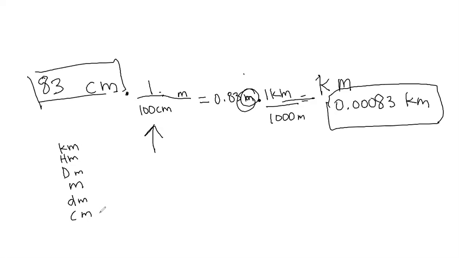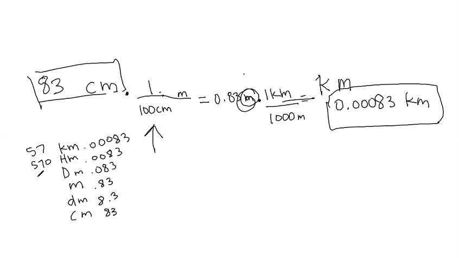You could say, all right, this is 83 centimeters. I'm going to get 10 times smaller as I go up. So you could think: 8.3, 0.83, 0.083, 0.0083, 0.00083.